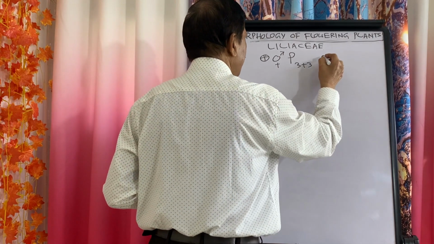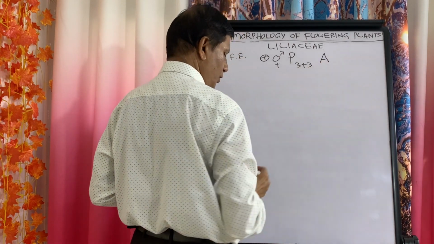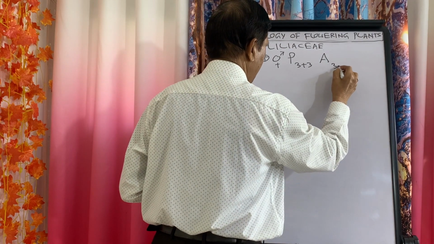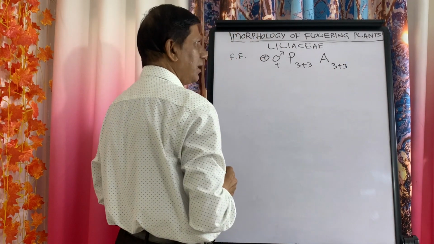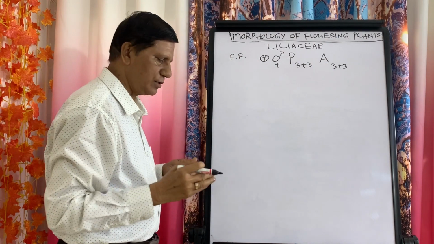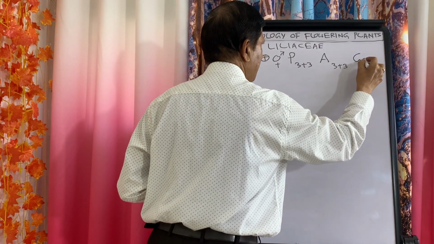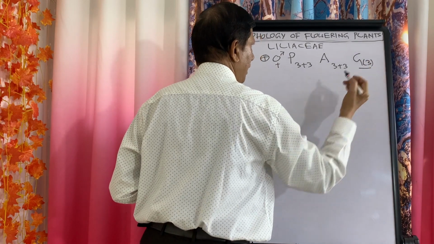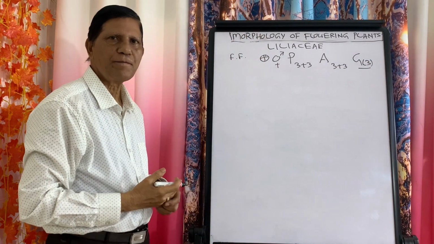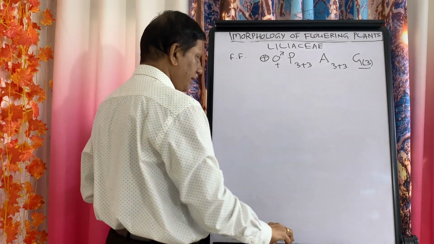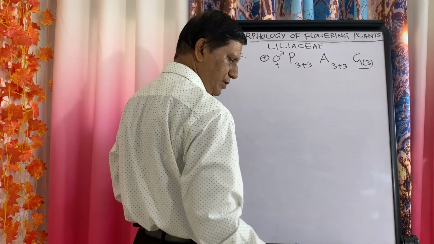And then there is the androecium. In androecium also there are 6 stamens, and again they are arranged in 2 whorls of 3 each. Then the gynoecium, the 3 carpels are there, syncarpous, and this is the hypogynous condition. This is the formula. Now if you draw the diagram, then it will become very much easier for us.